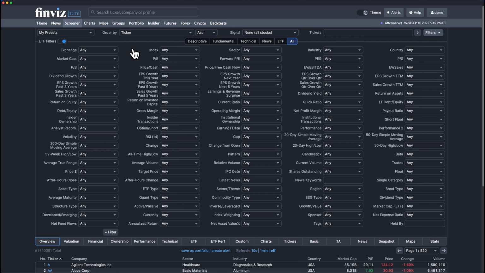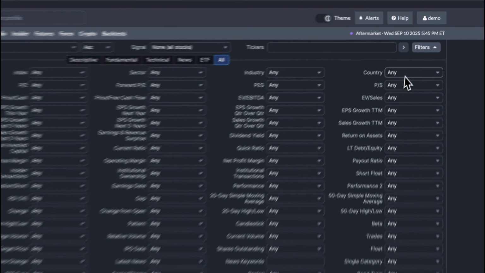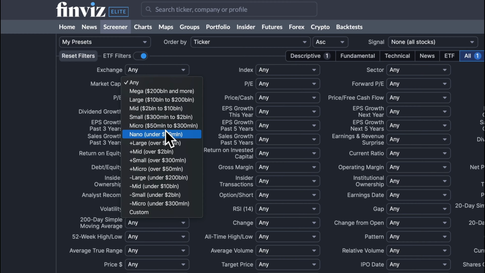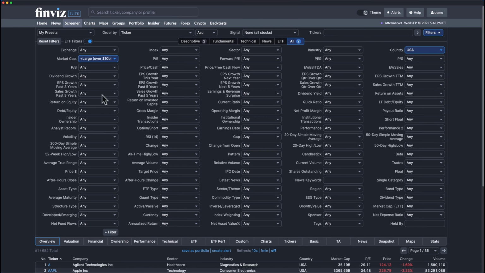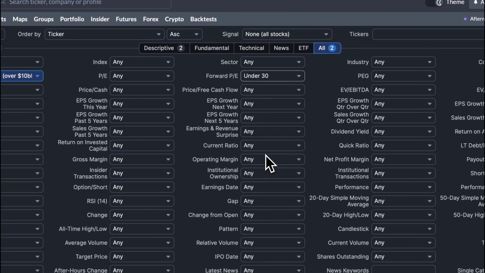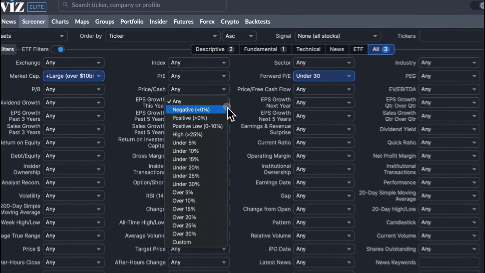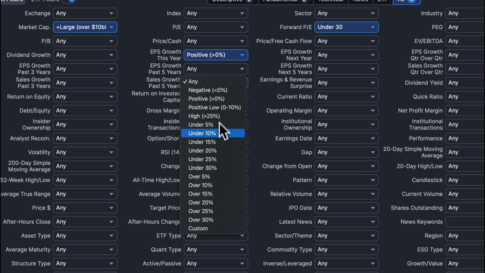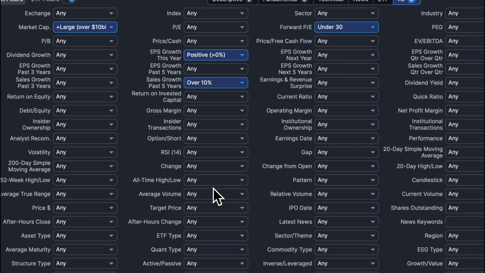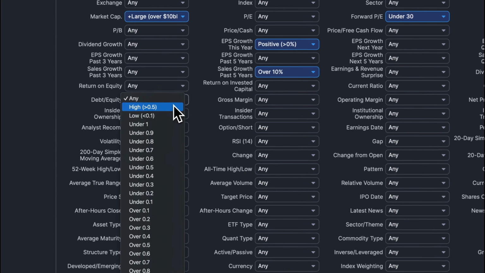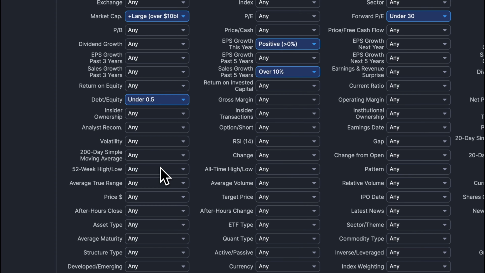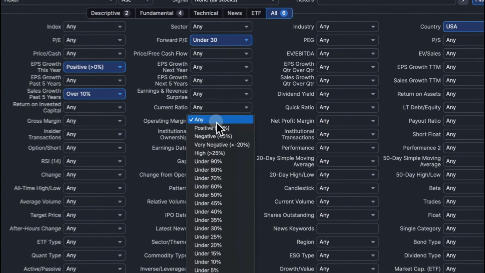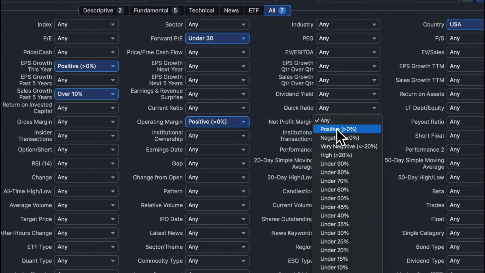Let's set up a screen together as an example. Let's search for US stocks with a market cap above 10 billion, trading at a forward PE of under 30, with positive EPS growth this year, sales growth of more than 10% over the last 5 years, a relatively low debt-to-equity ratio of under 0.5, with positive operating margin and net profit margin, with the stock trading above the 200-day moving average.